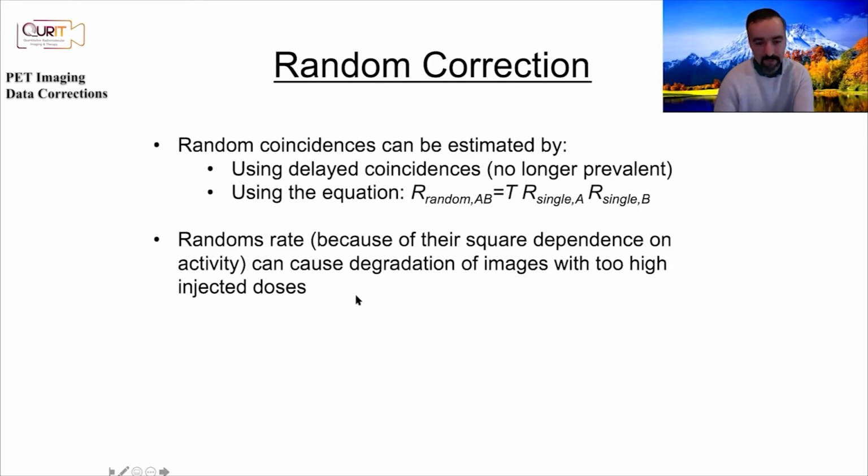And random rates, notice the square dependence. This is a very key concept. The rate of singles is proportional to the injected dose, but randoms depends on both of these. So it's almost like squared. It is squared. So if you double the injected radioactivity to a patient, the rate of randoms quadruples. So if you have too high injected doses, that can cause issues.